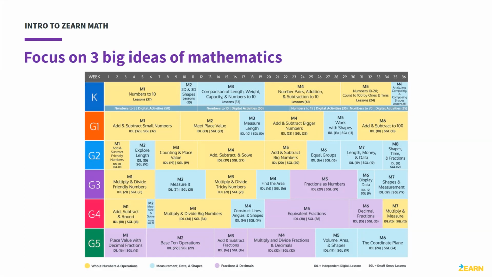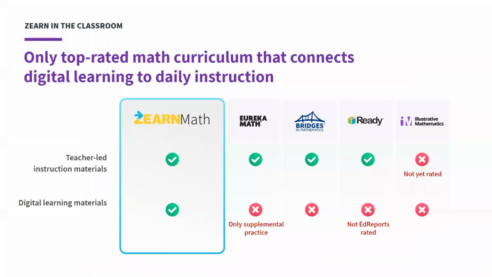So to do this, we focused on 2 things. 1, easy to use materials to support teachers in leading all aspects of their instruction. And 2, a digital student-facing component that's both personalized and directly aligned to teacher-led instruction. So taking a look at the EdReports top-rated list, you'll notice that Zearn Math is the only elementary math curriculum that offers an aligned blended learning experience, including teacher instructional materials and a digital lesson for every day of instruction.